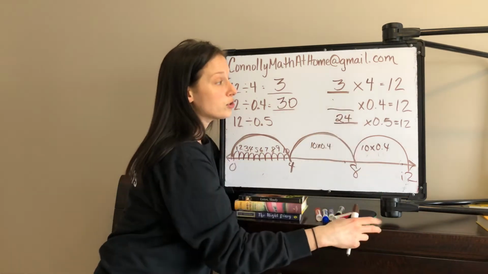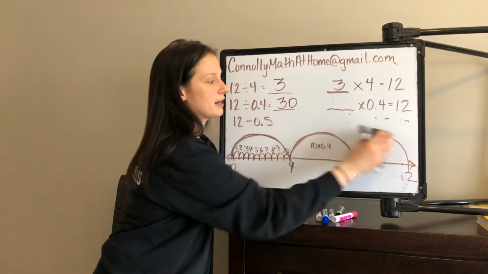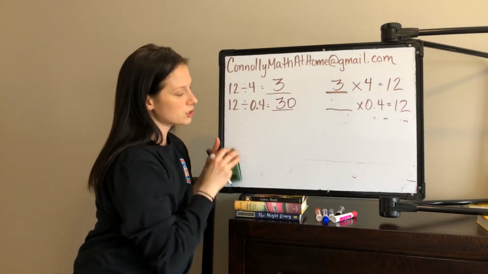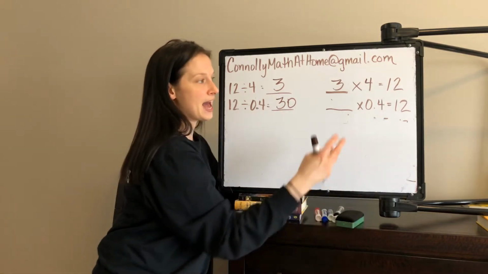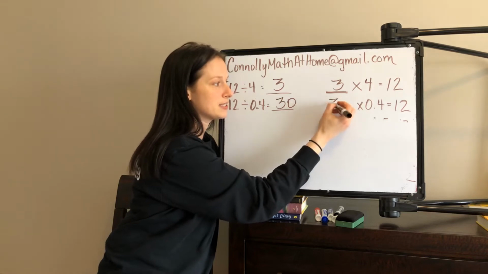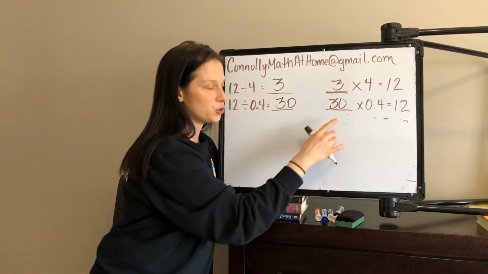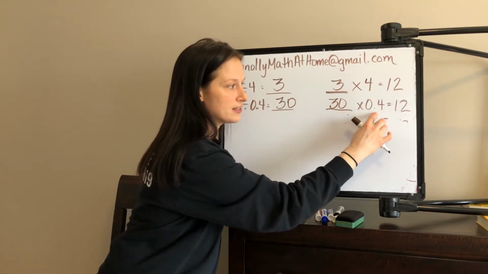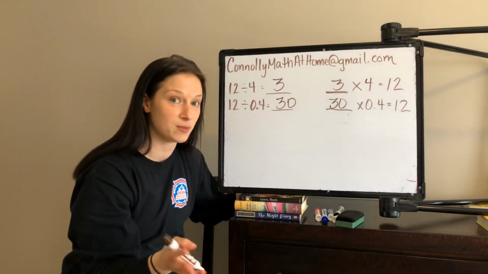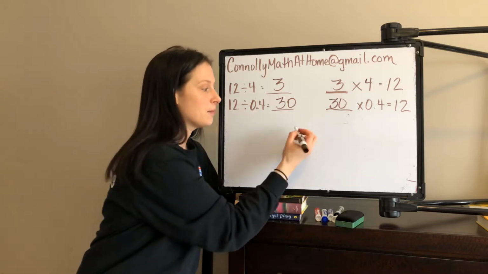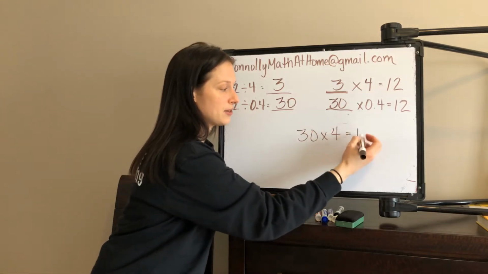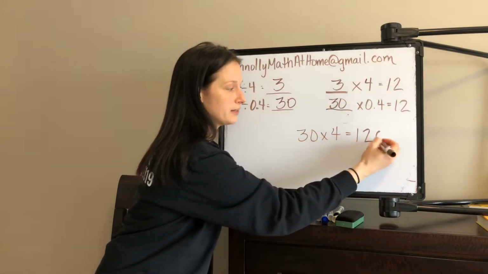Then I also want to make sure, and I'm going to erase some of this so that we have space, that my multiplication situation makes sense. So is it true that 30 groups of 4/10 is the number 12? Well, if you need to go back and watch the multiplying by decimals, you can, but we're going to pretend that we're multiplying with whole numbers. And 30 groups of 4 is 120.